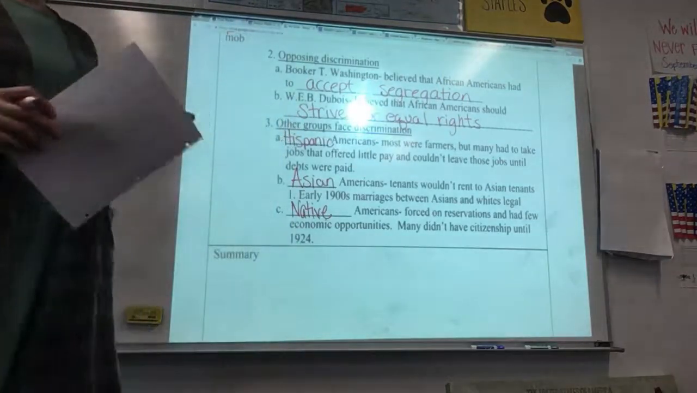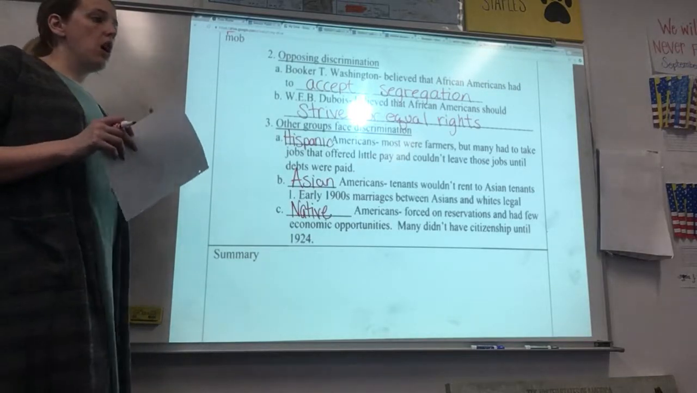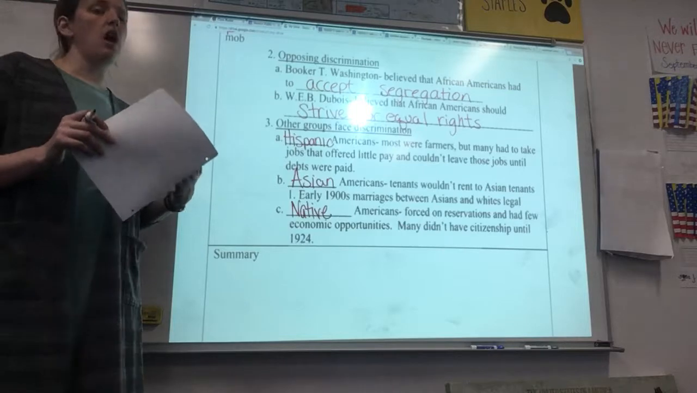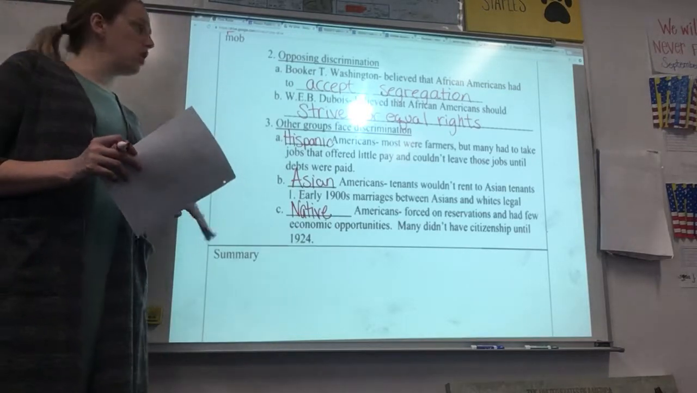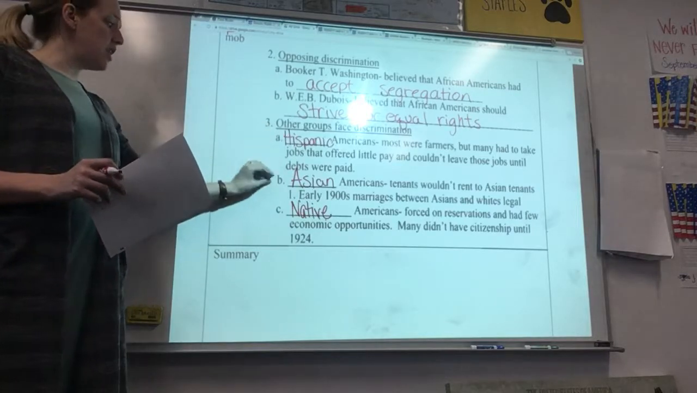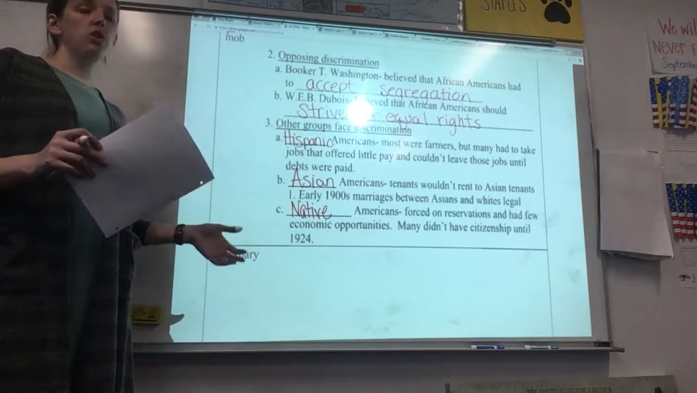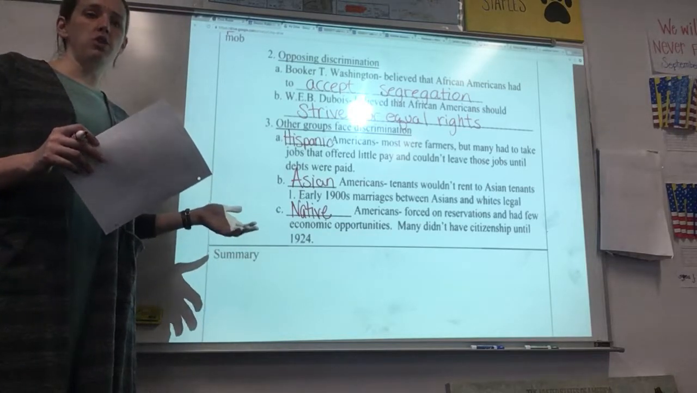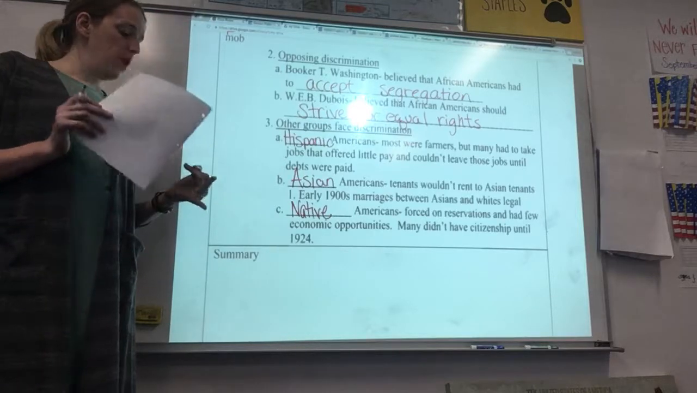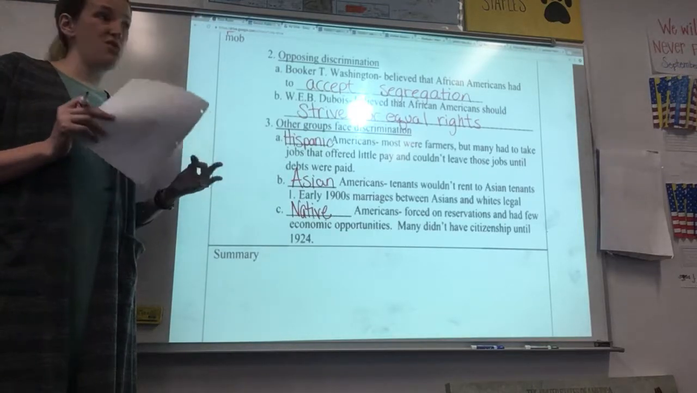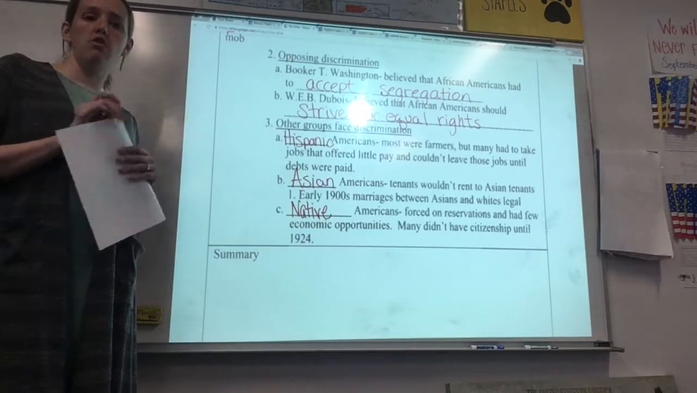Okay, so we know a lot of groups face discrimination from different people. Obviously, African Americans face a lot of discrimination, from slavery all the way through segregation. Hispanic Americans, Asian Americans, Native Americans face a lot of discrimination. We talked earlier about immigrants who came to our country from other countries. Irish immigrants faced discrimination. Italian immigrants faced discrimination. German immigrants. Okay, so every new group has faced some sort of discrimination.